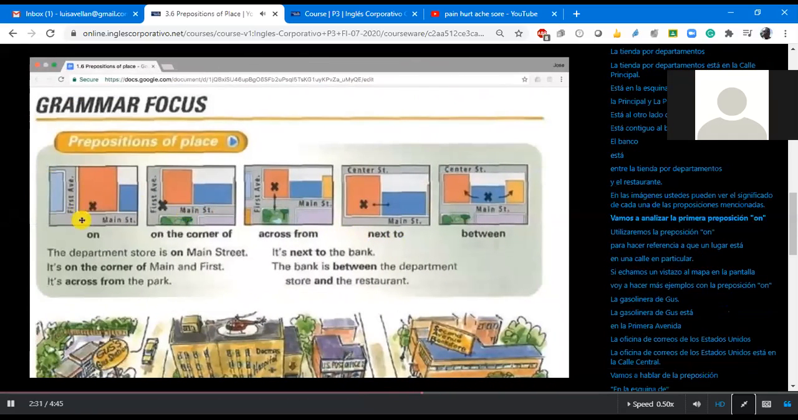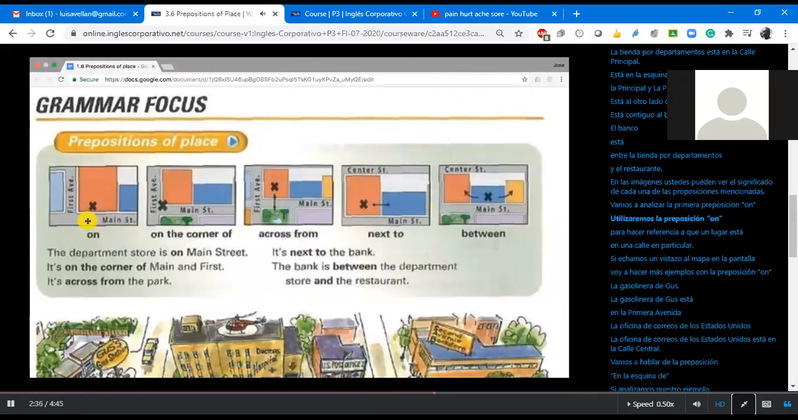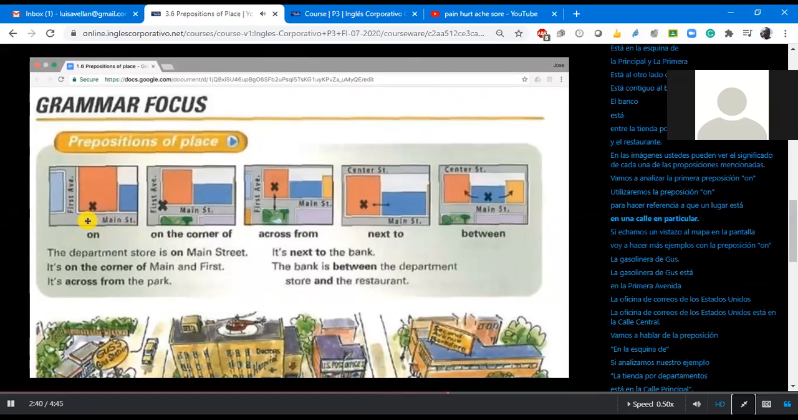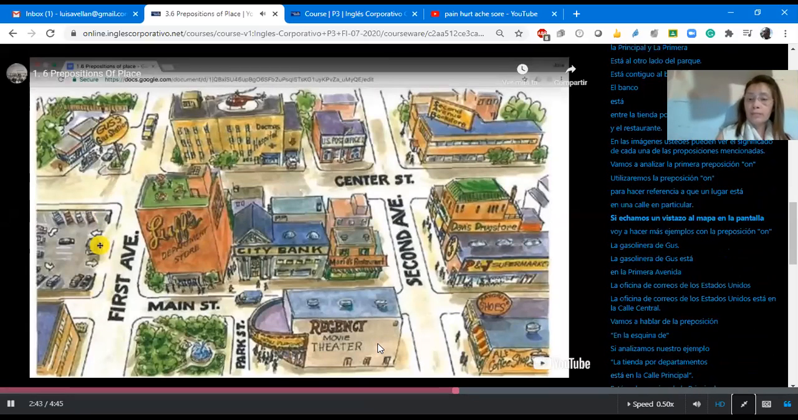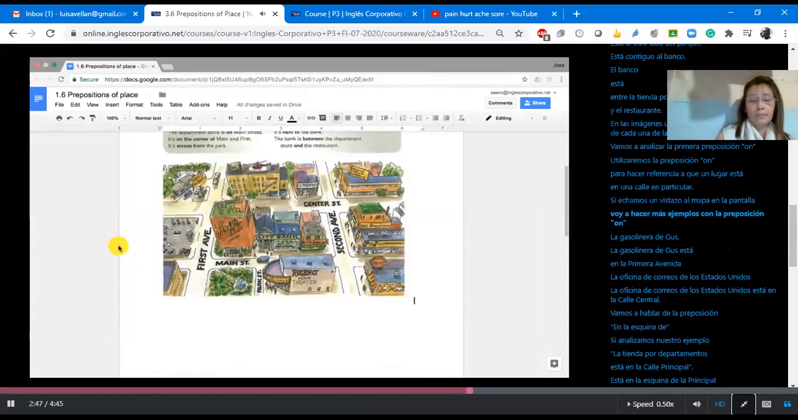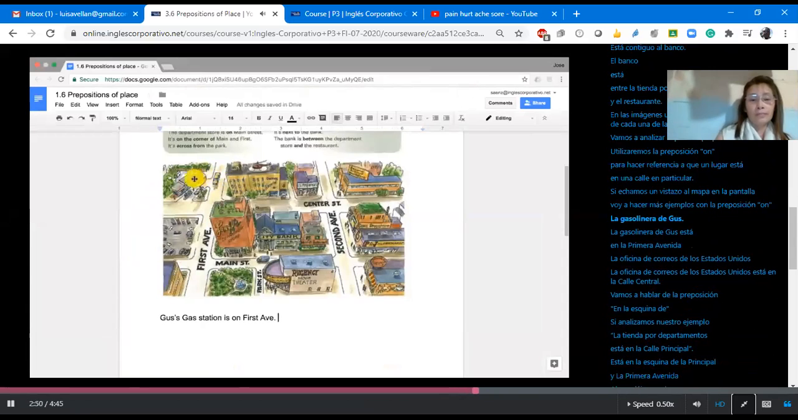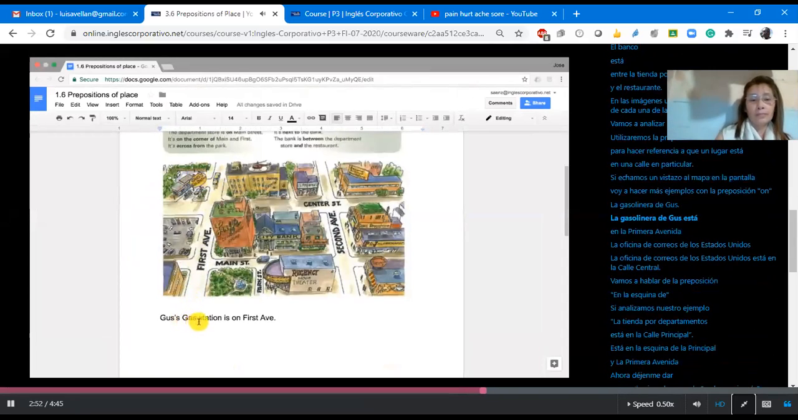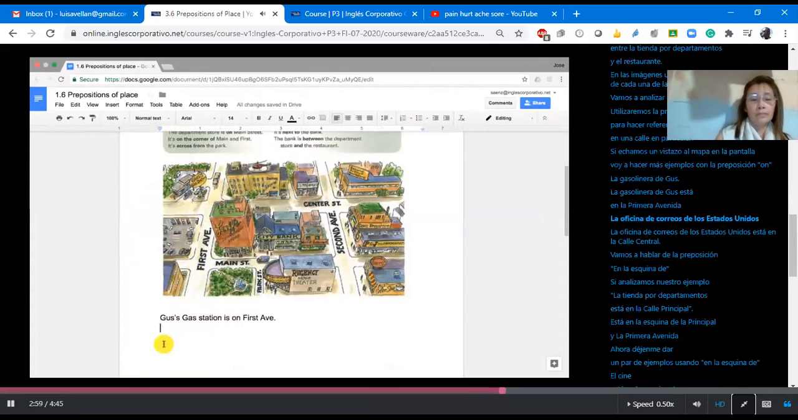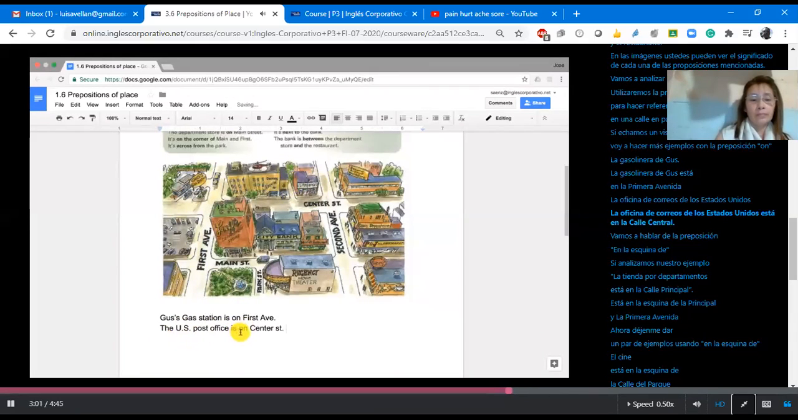Let's analyze the preposition on. We will use the preposition on to make reference that a place is on a particular street. If we take a look at the map on the screen, I'll make more examples using the preposition on. Gus's gas station is on First Avenue. The U.S. Post Office is on Center Street.